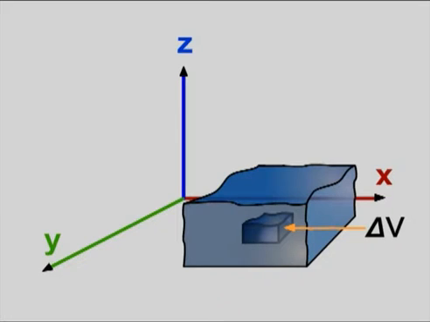This surface can be specified by an equation relating x, y and z, satisfied by all the points lying on the surface. For example, if the bounded volume is a sphere of radius a centered on the origin, the bounding surface is x squared plus y squared plus z squared equaling a squared.